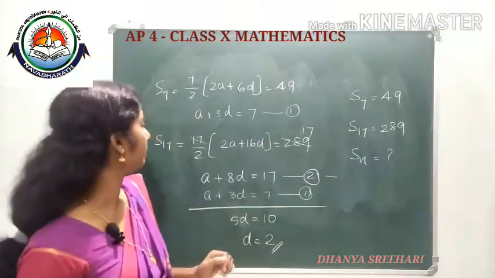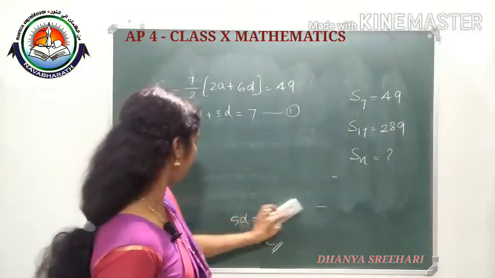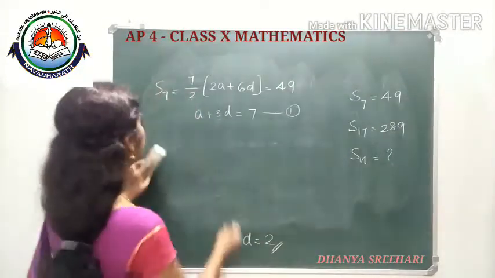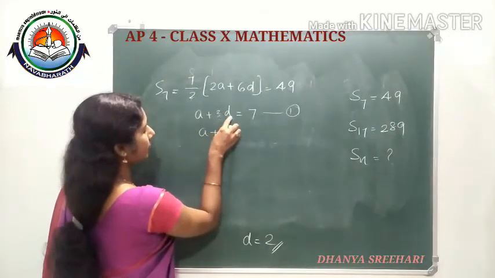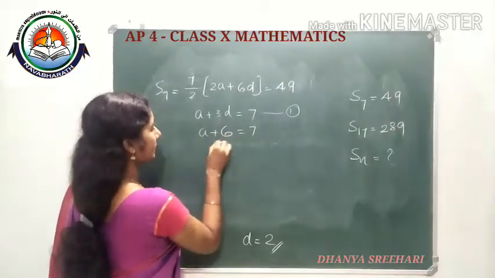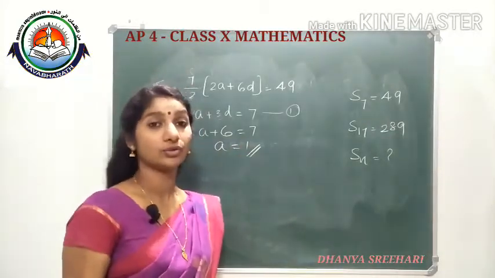Okay. Then we need to find the value of a. We can substitute in the first equation because that is the simple equation. So d equal to 2, substituting in this equation: a plus 3d, so 3 into 2 is 6, a plus 6 equal to 7, so a is equal to 1. We got the value of a equal to 1 and d equal to 2.